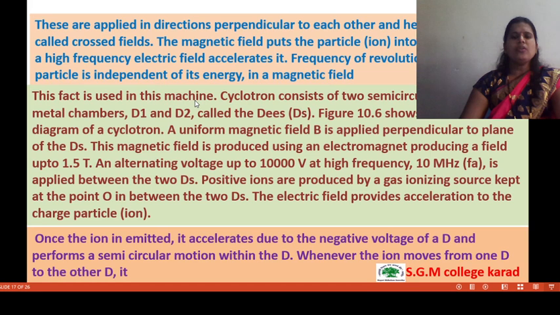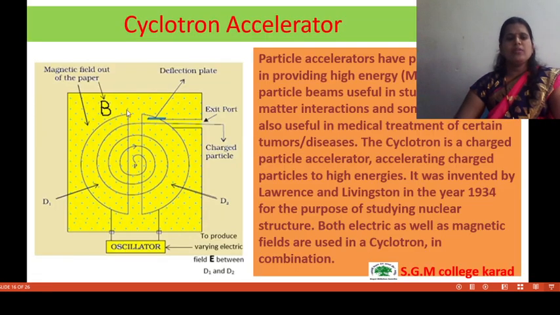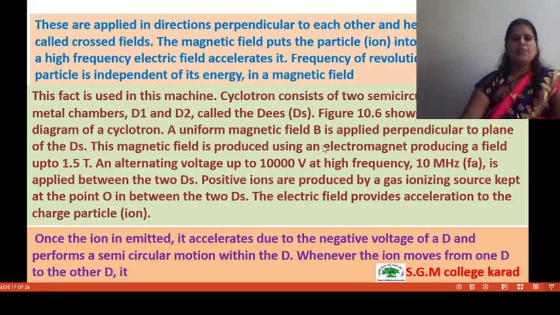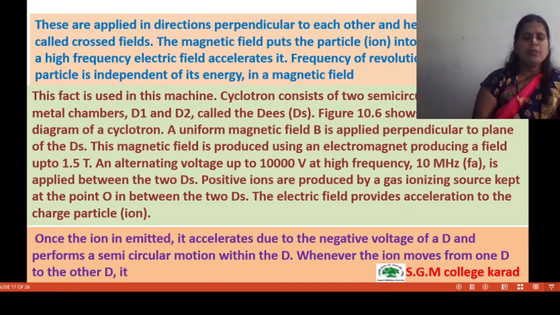The cyclotron consists of two semicircular disc-like metal chambers, D1 and D2, called Ds. That is shown in the diagram here. A uniform magnetic field is applied perpendicular to the plane of the disc. The magnetic field is perpendicular to the plane of the disc.